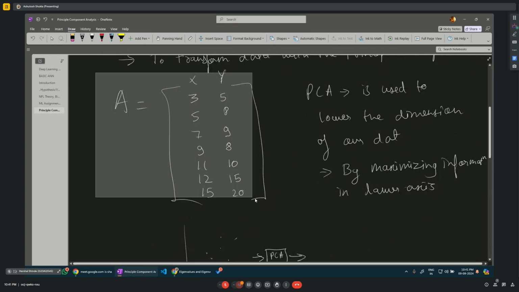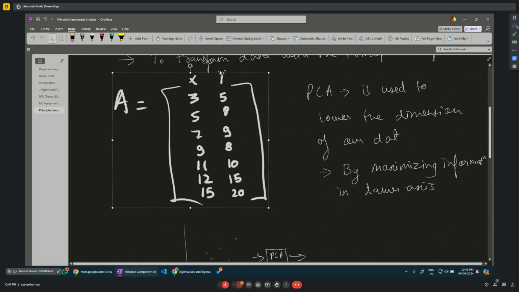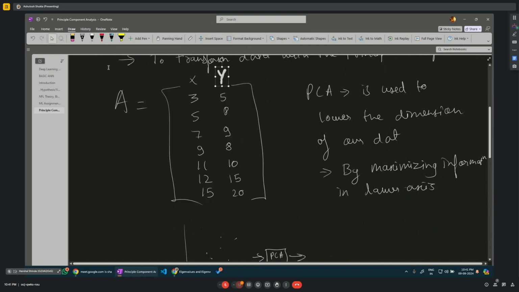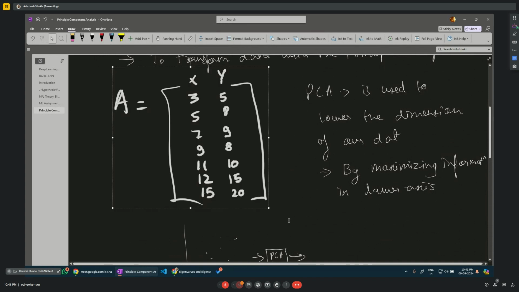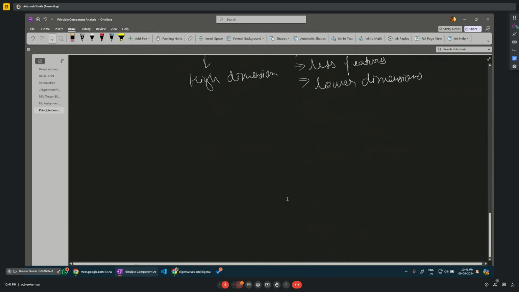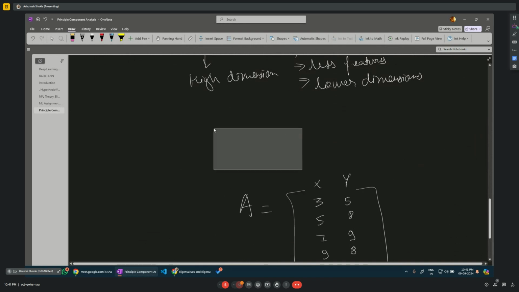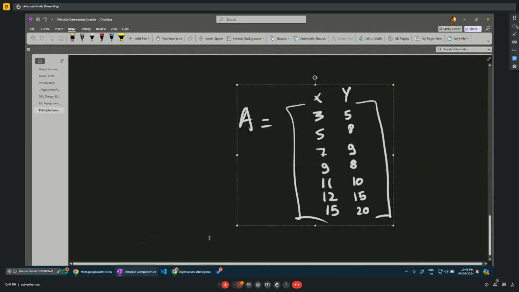This is our data. Can I select this? Also this? No, not like that at least. Yeah, I'll copy that and paste it over here, so we can actually use it.